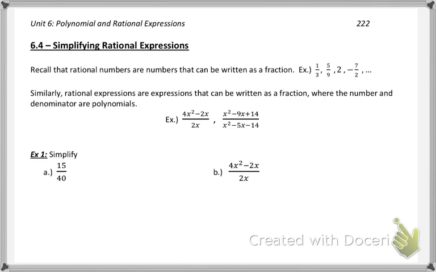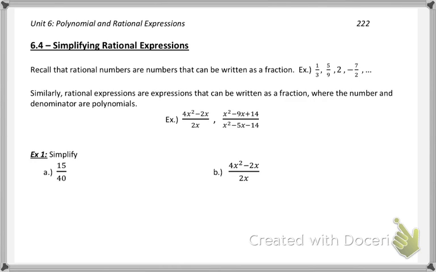If you recall from the very beginning of the year, when we looked at different types of numbers, we had said that rational numbers are numbers that can be written as a fraction, right? So for example, 1/3, 5/9, 2 because 2 is 2/1, -7/2, all of those are rational numbers, so any number that can be written as a fraction. Similarly, rational expressions are just expressions that can be written as a fraction where the numerator and denominator are polynomials.